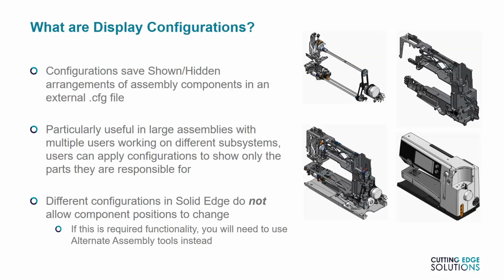To start off, I'll answer the question, what are configurations? In simple terms, they are arrangements of shown and hidden parts in an assembly. In other words, the view state of the assembly and parts, to make it easier for users to view certain parts, part types, or to create convenient screenshots and draft views. These configurations are saved to an external .cfg file, not in the assembly itself. So if you ever wondered why assembly files are always created with a .cfg file of the same name next to them, that's why.